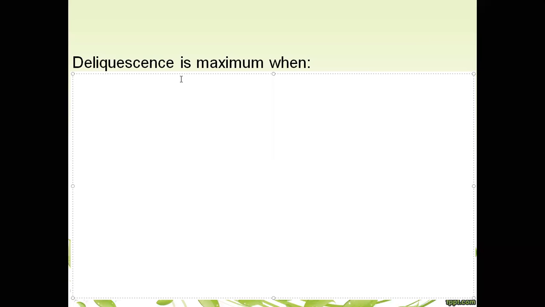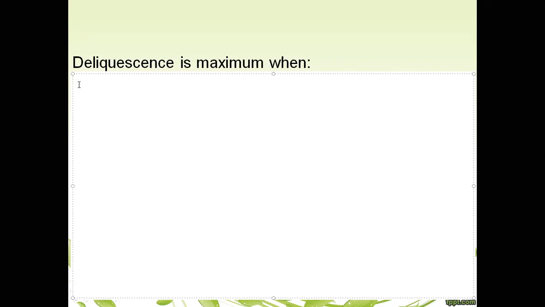So the next one is deliquescence. This is the opposite of hygroscopy. When a substance is put at room temperature or in the atmosphere, it absorbs moisture, that is water, but it is completely dissolved and changes its physical state. These are deliquescent substances and this property is called deliquescence.